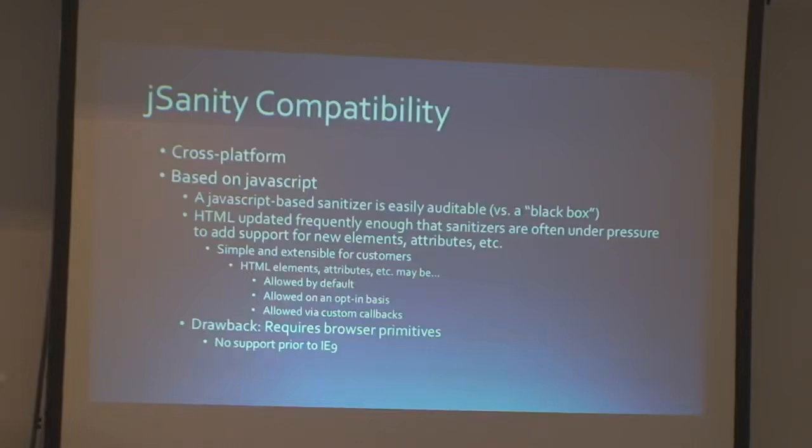So what about compatibility? JSanity is cross-platform, it's based on JavaScript. The advantage being that a JavaScript sanitizer is easily auditable compared to a black box, which you wouldn't necessarily be able to audit easily. And HTML is actually updated pretty frequently. One problem that sanitizers often have is they're asked to allow lots of new things through, and they're under pressure to do that as the underlying standards change. We can handle that pretty well, either allowing things through by default on an opt-in basis or with custom callbacks. There is one drawback here: we do require these primitives in the browser to exist, and so there's no support prior to IE9 currently.